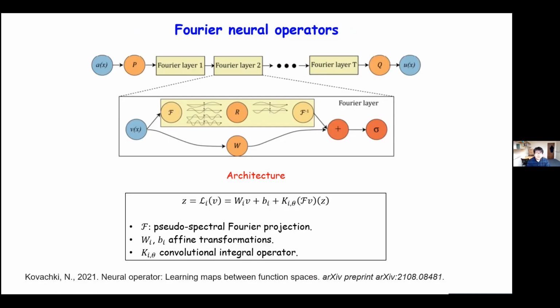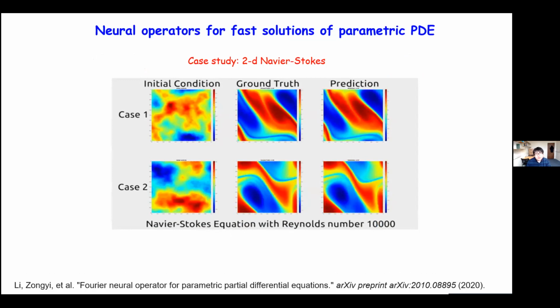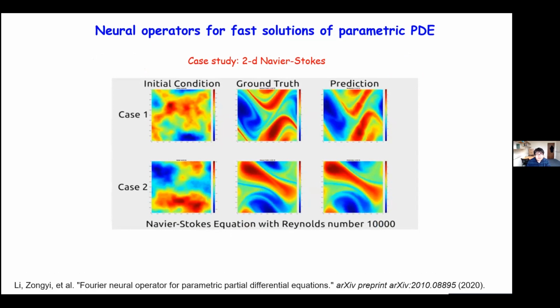All right, so this is the architecture of the Fourier neural operator, and I'm not going to go into too much detail, but I'll show you some of the results. Here I'm showing you a case study of the 2D Navier-Stokes equations. What you're seeing here is basically the evolution of vorticity.